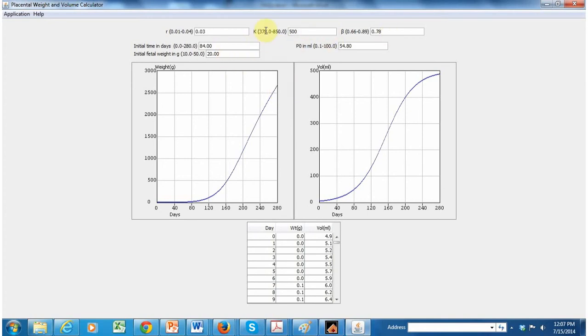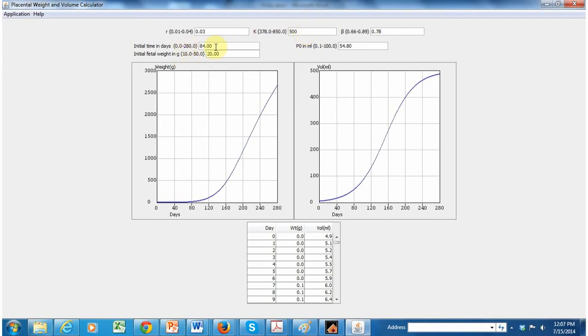Now realize that these three parameters are linked to each other. So a change in one is actually reflected. I mean, there are some combinations of R and K and beta that are just not possible. So they're really linked to each other in a very unique way.